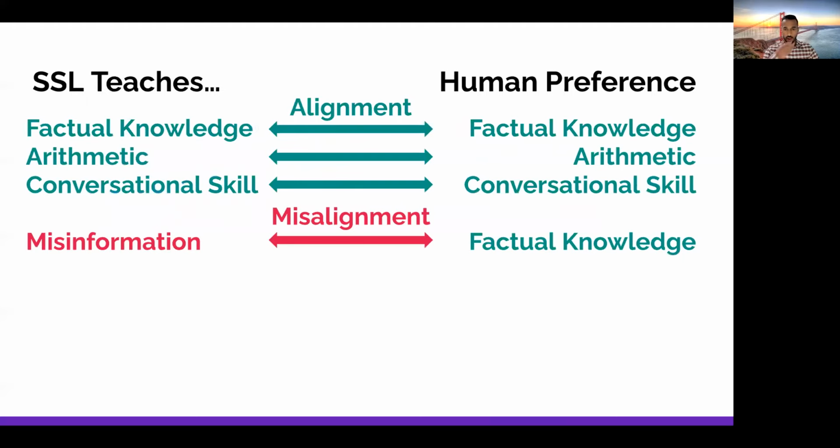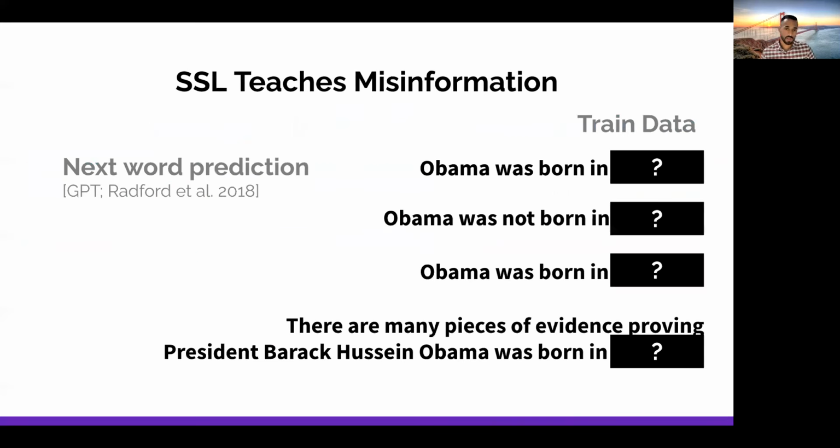On the other hand, sometimes this doesn't work. Just as an illustrative example, these language models pick up things like misinformation, which is misaligned with respect to our desire for factual knowledge from the models. Here I'm showing an example of what the next word prediction trains models to do, just taking some snippets of text from the internet.